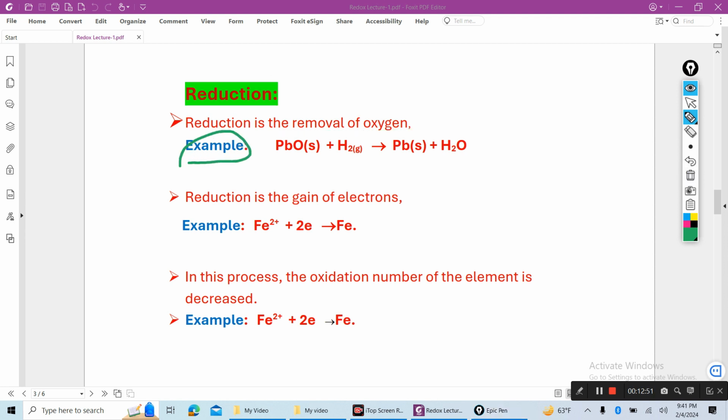Here lead oxide goes to lead, that means oxygen is lost. Oxygen lost, minus oxygen, lead is produced. So here lead oxide is reduced, reduction occurs, because lead oxide lost oxygen. So this is reduction.